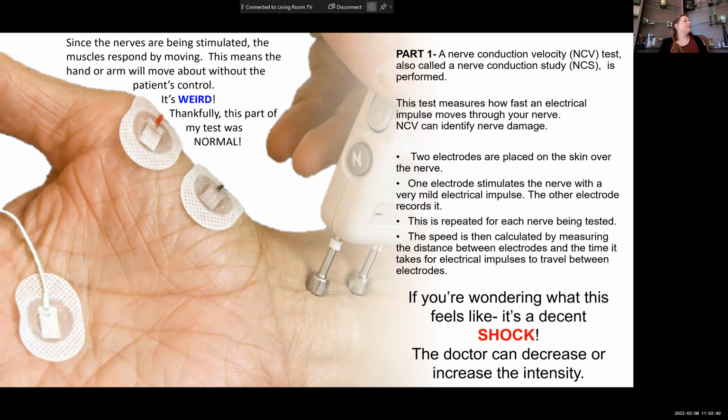So this part of my test turned out normal. All my nerves are sending messages, which is good. It means I'm out of that acute phase and I've moved into the chronic phase that we're talking about.